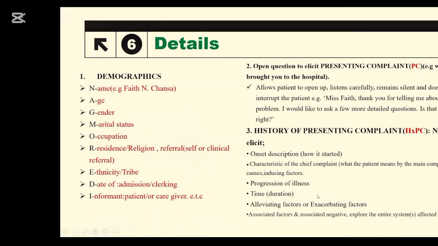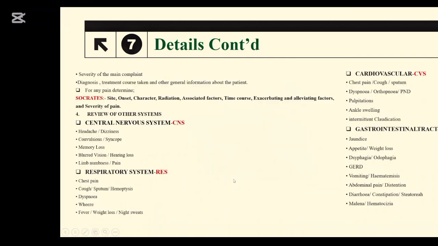But remember, these are some of the things that you have to talk about: progression of the illness, duration of the illness, things that make the symptom better, which are alleviating factors, and things that worsen the condition, which are called exacerbating factors. Then you need to identify the associated factors and associated negatives, and explore the entire system affected. And then the severity of the main complaint should be alluded to: how has the condition affected the patient's day-to-day activities?